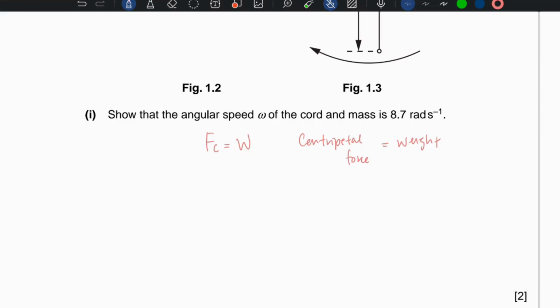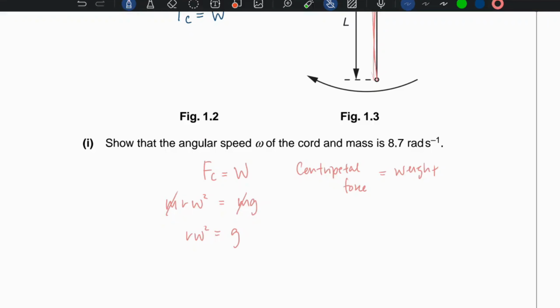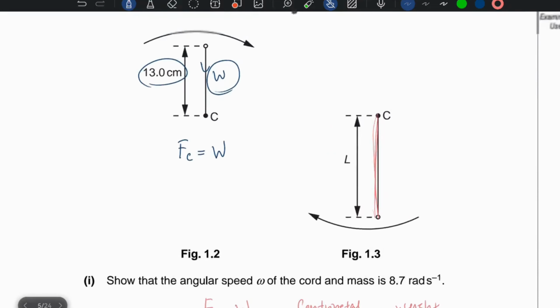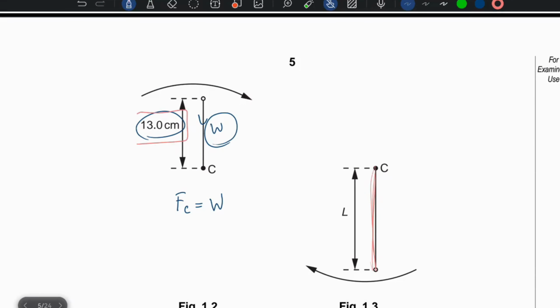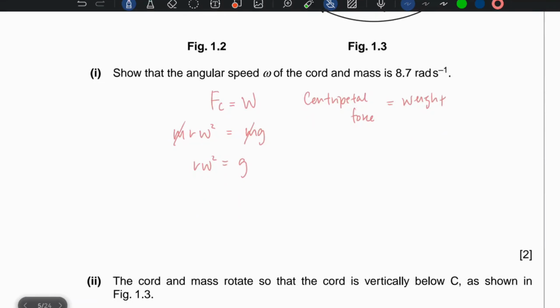So we know there's a formula m r omega square equals mg. Weight is equal to mg. m can be cancelled off. You get r omega square equals g. Your radius would be 13 centimeter as given here, and be aware that it is in centimeter. You must change it to meter. So 13 times 10 to the power of negative 2 times omega square, which is what you want to find. Your gravitational acceleration is 9.81.